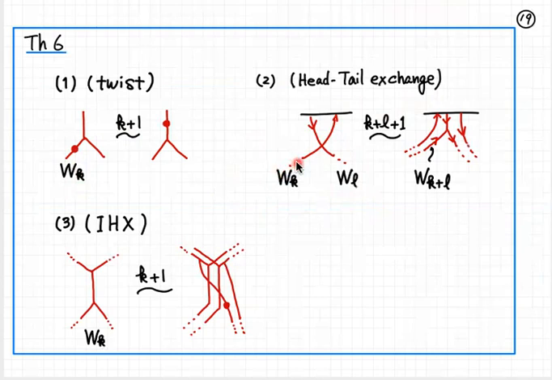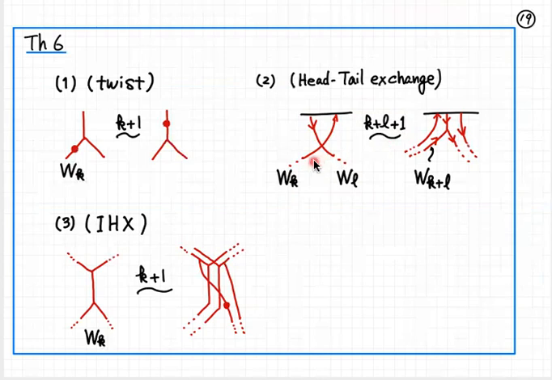In set theorem two, we can see this part is a double tree, but this is only a double arrow. So this is the generalized head and tail exchange, but up to K plus L plus one equivalence.